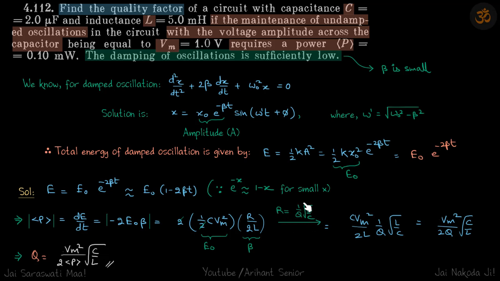So this equation is also only valid when beta is small. That's why we are able to use this equation. So we do that to get rid of R and we'll get this. On simplifying we get this. So now we need Q. From this term and this term, we'll get the value of Q, that will be Vm square by 2P root C by L. All right.